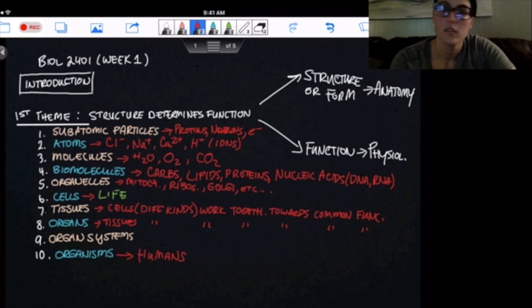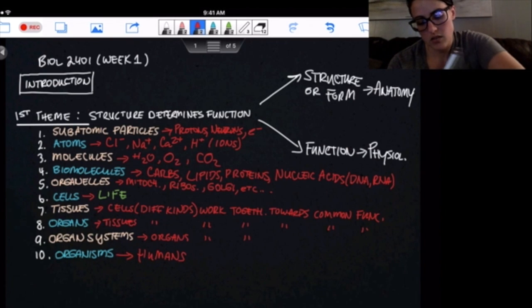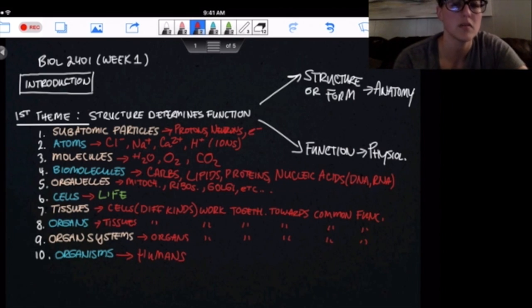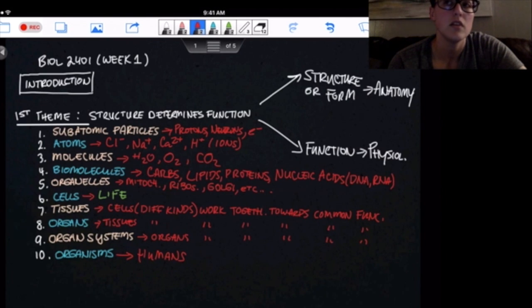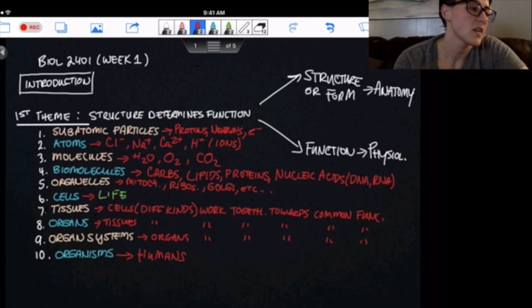Okay, so then again, organs, different kinds of organs, that work together towards a common function are organ systems. So here's an example of an organ system. We'll talk about this later on. Maybe a heart along with blood vessels that work together form the circulatory system, or the lungs along with, say, the trachea work together to form the respiratory system. And when all these things come together, they form an organism. And our example of an organism was a human. Okay? So that's our first theme.